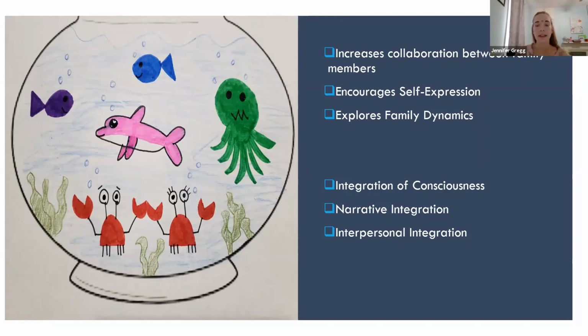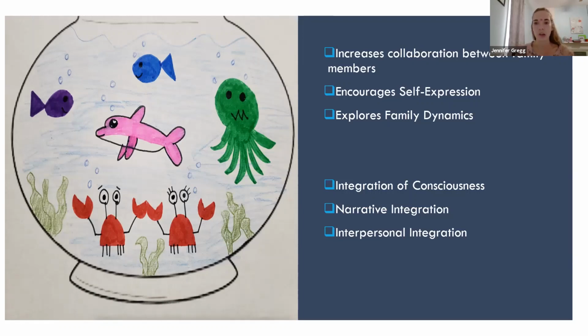So like I said, in doing this activity, your families are now having to increase their collaboration between each other because they're being forced to work together. You are exploring the family dynamics, and then you're encouraging the sense of self-expression. Each individual gets to express themselves on who they feel and recognize what they might be like. When we look at whole brain integration, this actually fits into 3 of the 9 domains.